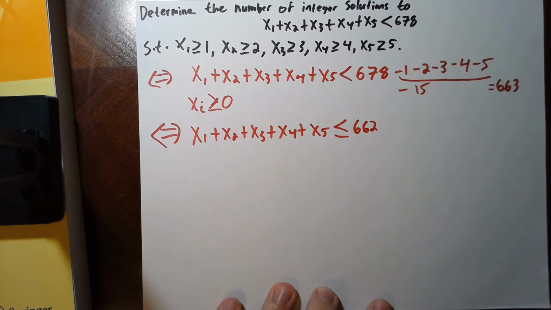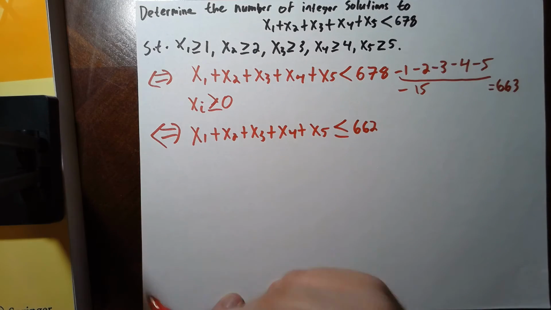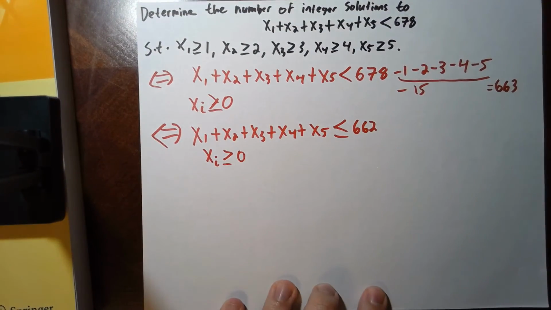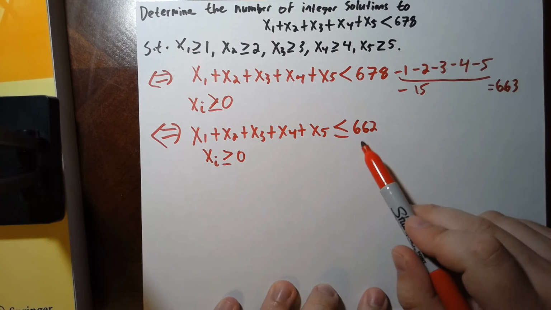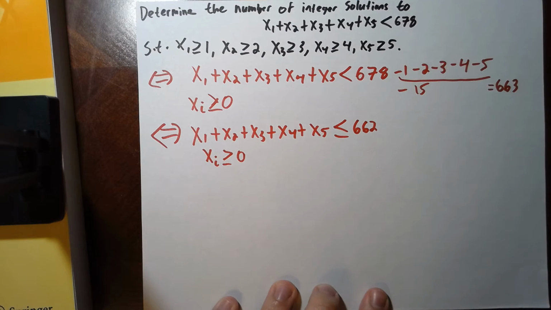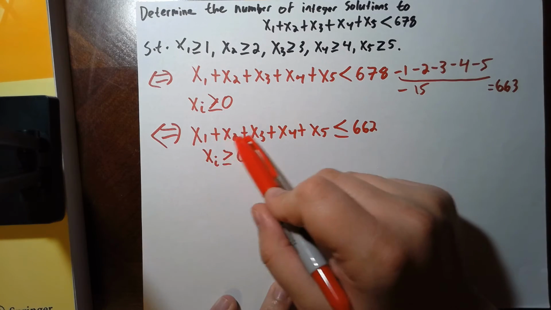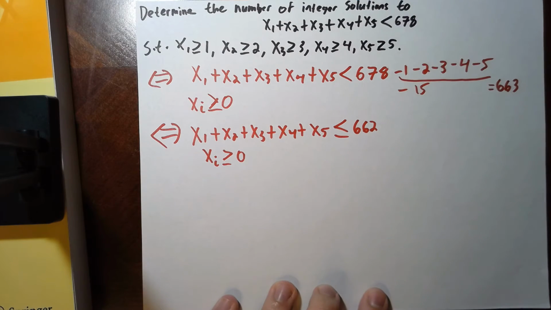Alright, now, here's the thing. I want you to imagine this as a scenario. In this case, we have each xi is greater than or equal to 0. Now, you can imagine this scenario: I have 662 balls, and I want to put them into 5 different baskets. I don't have to put all the balls in the baskets, so I might have some left over. Well, what if I just have an extra basket that I put all the leftover balls in? That way, all 662 balls go into some basket.